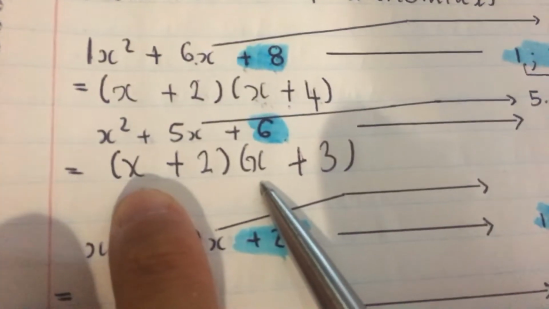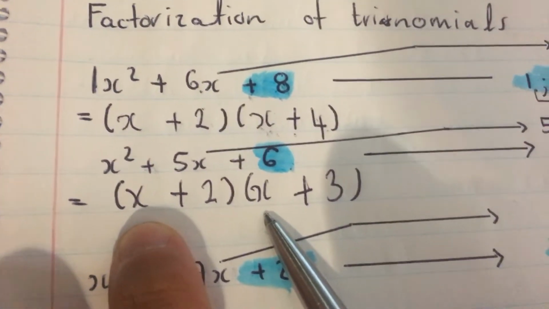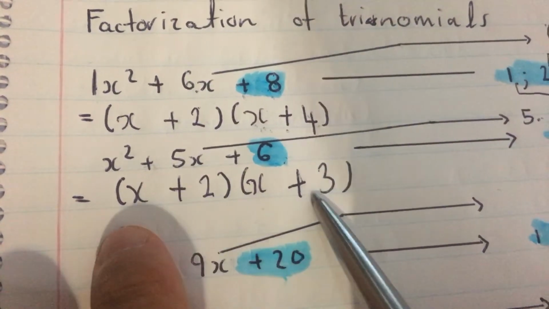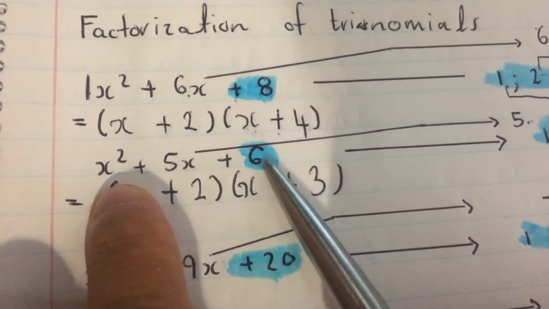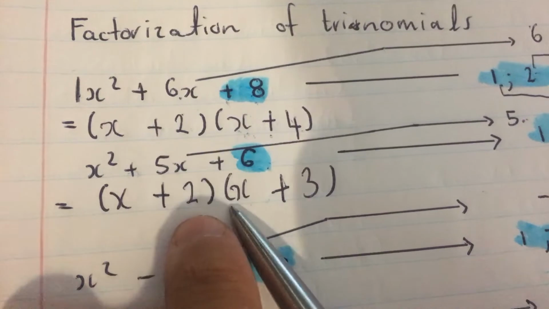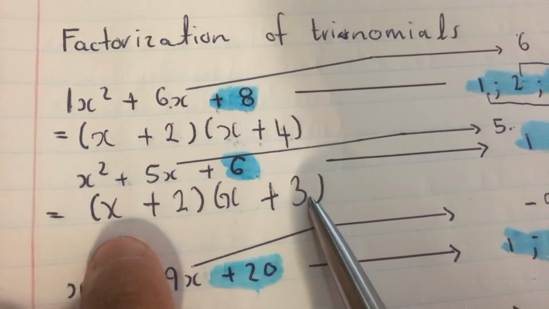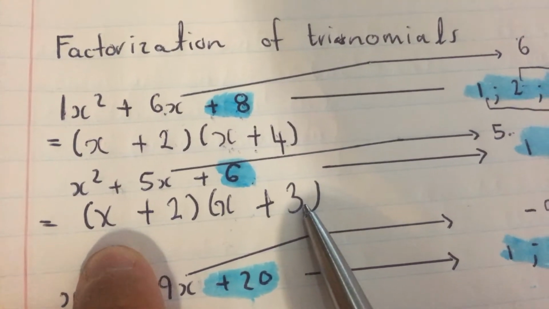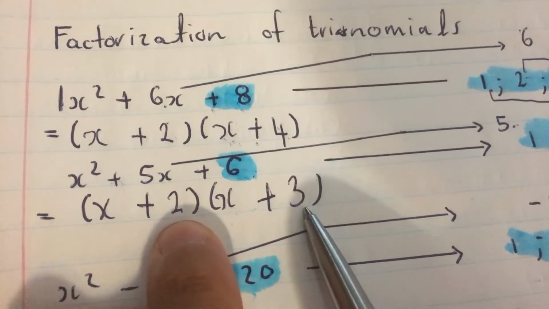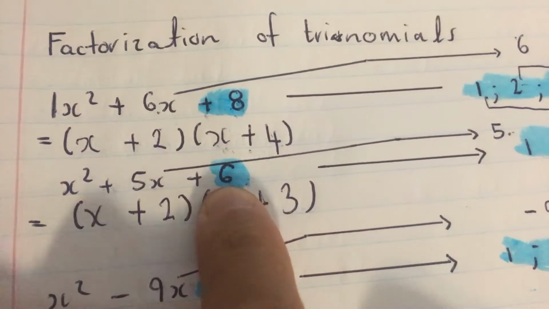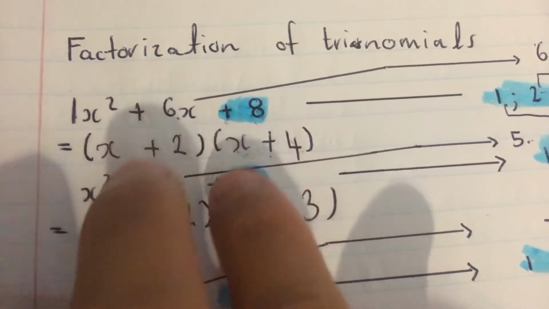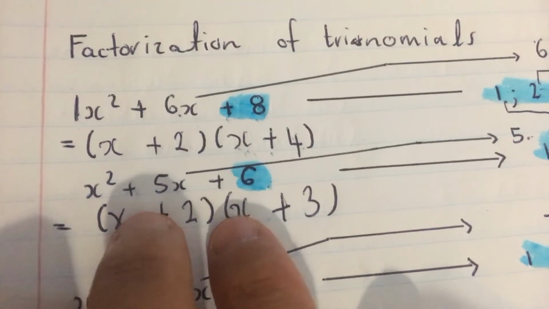So let's check. x times x, x squared. Let's do my middle term, because I'm multiplying out just to check myself. What's 2 times x? It's 2x. And what's 3 times x? 3x. What's 2x and 3x? 5x. And what's 2 times 3? 6. So that's the easier of the lot, where they're both positives. Let's look at the next one.